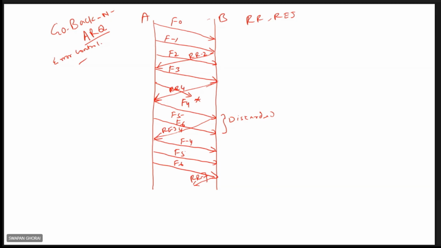So last time we started discussing the Go-Back-N ARQ error control technique. It is based on sliding window flow control. Earlier we saw stop-and-wait flow control and stop-and-wait ARQ, automatic repeat request. I told you there are three mechanisms for error control: one is stop-and-wait ARQ, another is Go-Back-N ARQ, and the third one is selective reject ARQ.